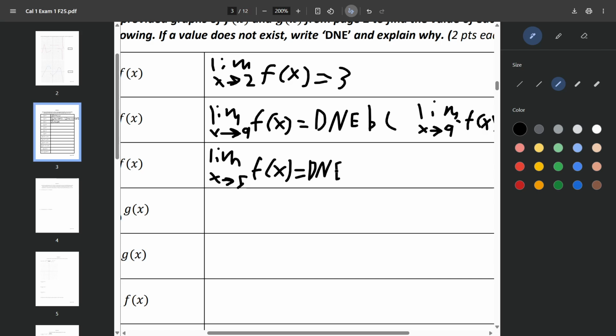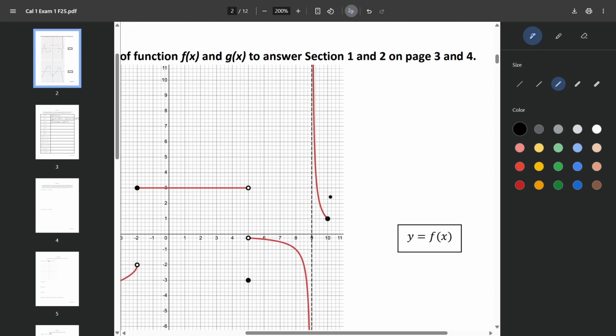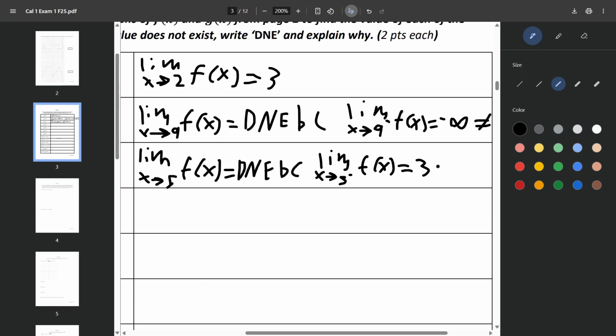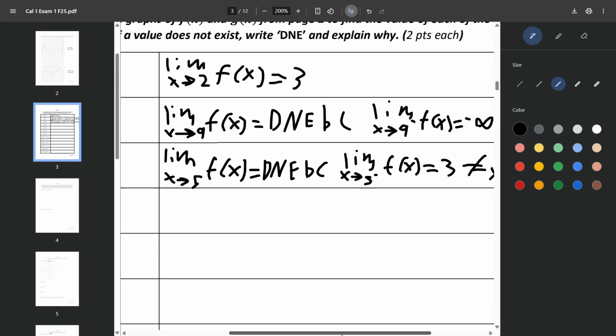limit of x approaching 5 of f of x does not exist because limit of x approaching 5 from the left side of f of x equals, let's double check, the left, it equals positive 3, which does not equal limit of x approaching 5 from the right side of f of x equals negative 1/4. And that is our answer for this question.